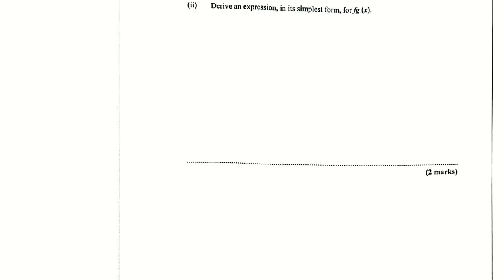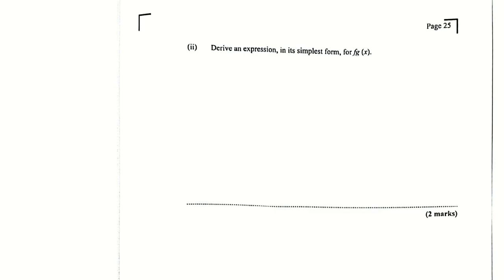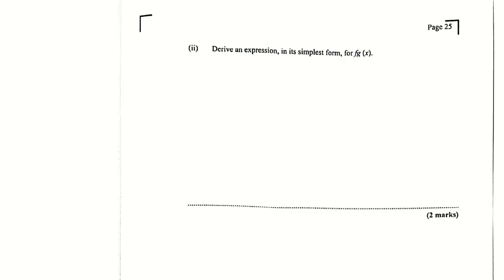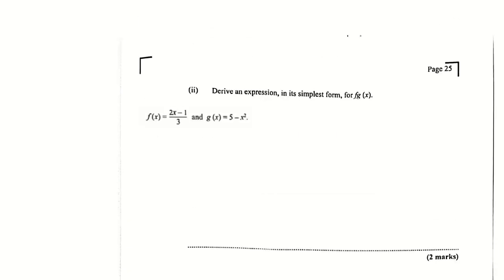Next one, derive an expression in the simplest form. Hold on, I need to zoom this up and I need to get a few things. So before, let's go here, take a picture of the functions. Add current page. Right, that's the function, so I won't have to go back and forth, right?